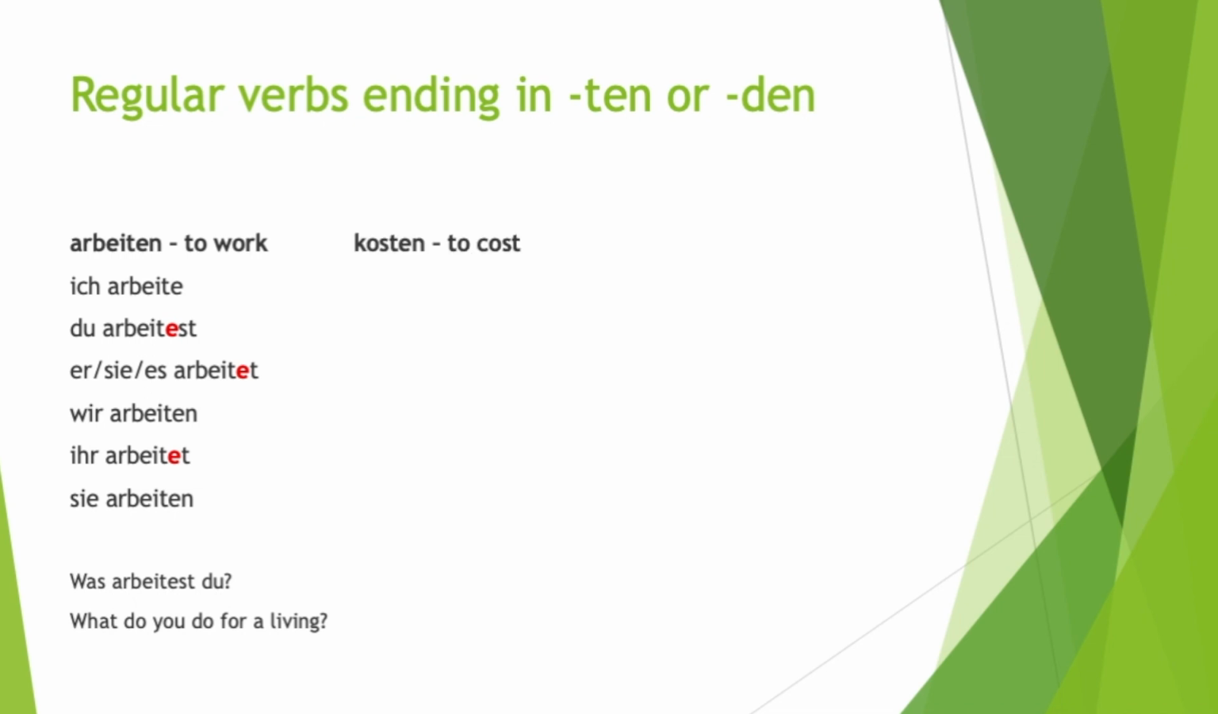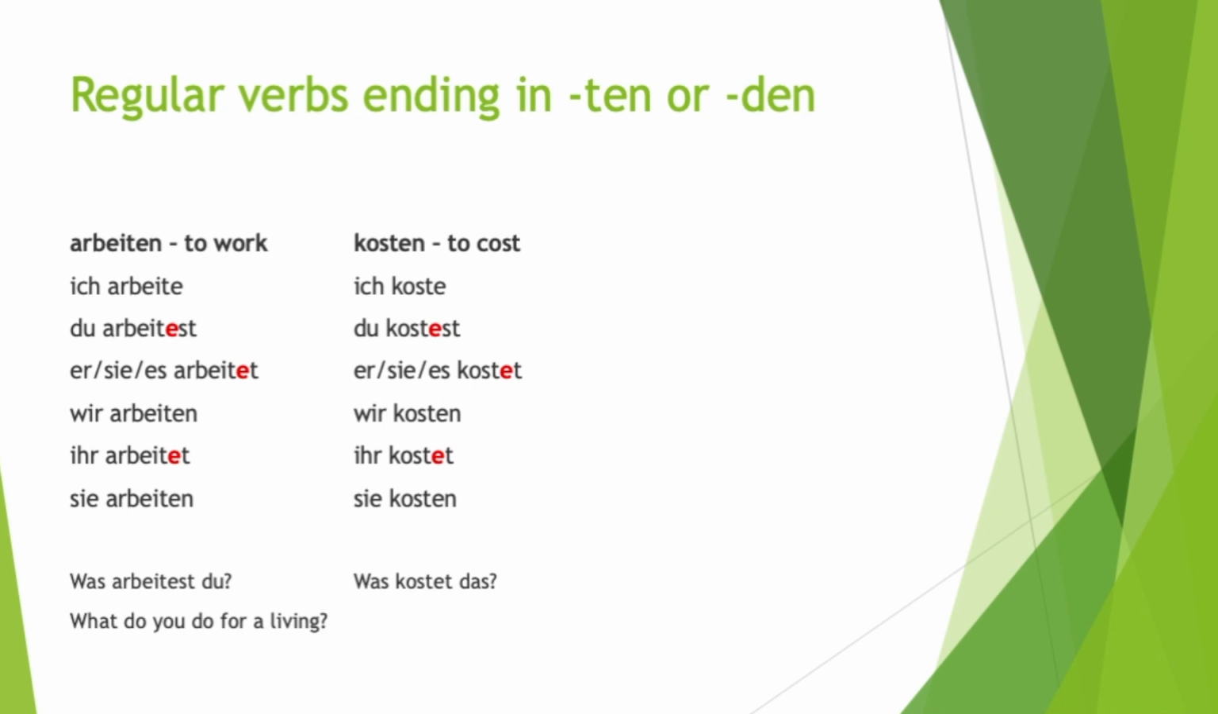Let's do kosten, to cost. We'll do this as an exercise now. You say the conjugation first, and I'll say it after you, so you can check if you got it right, okay? Go. Ich koste. Du kostest. Right, you have to put that in between. Sie, es kostet. Good. Wir kosten. Ihr kostet. Sie kosten. Kosten is a verb which we usually use in the question, was kostet das? Literally, what does that cost? Or how much is this?